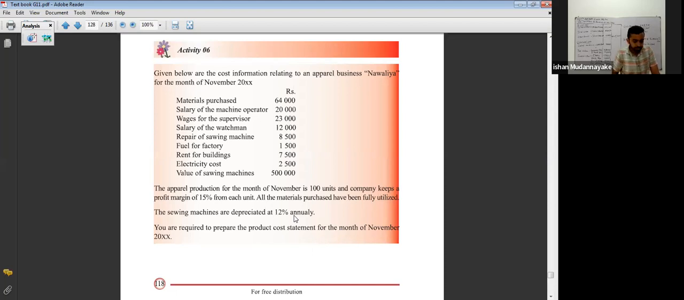Sir, should we add the value of the sewing machines to the statement? No. Fixed assets we can't add. Here 500,000 means fixed asset, so the sewing machine is a fixed asset. We can't add fixed asset cost to production cost. But the depreciation we need to add. Depreciation of sewing machine: 500,000 into 12%, then calculate monthly depreciation. That amount you can add to production cost. Okay, quickly complete question number 6 within 10 minutes.